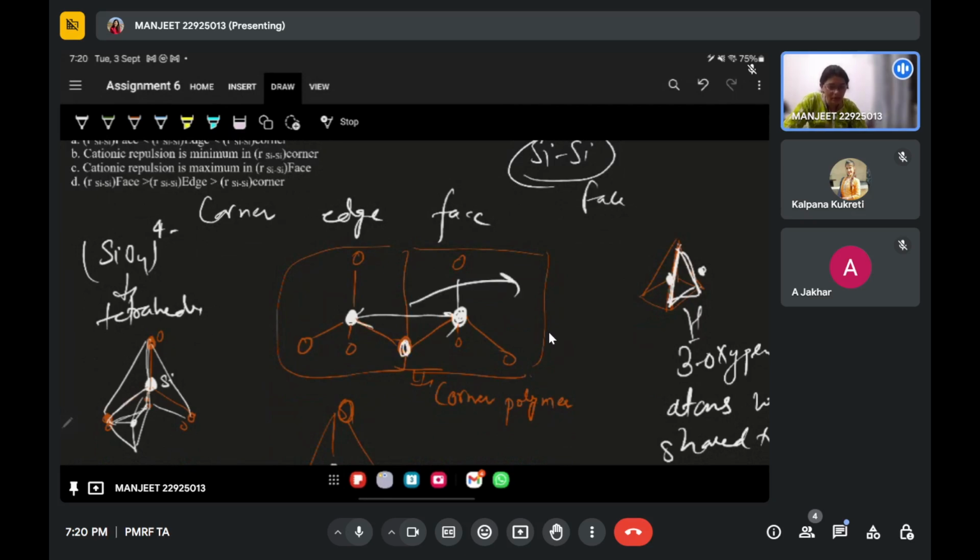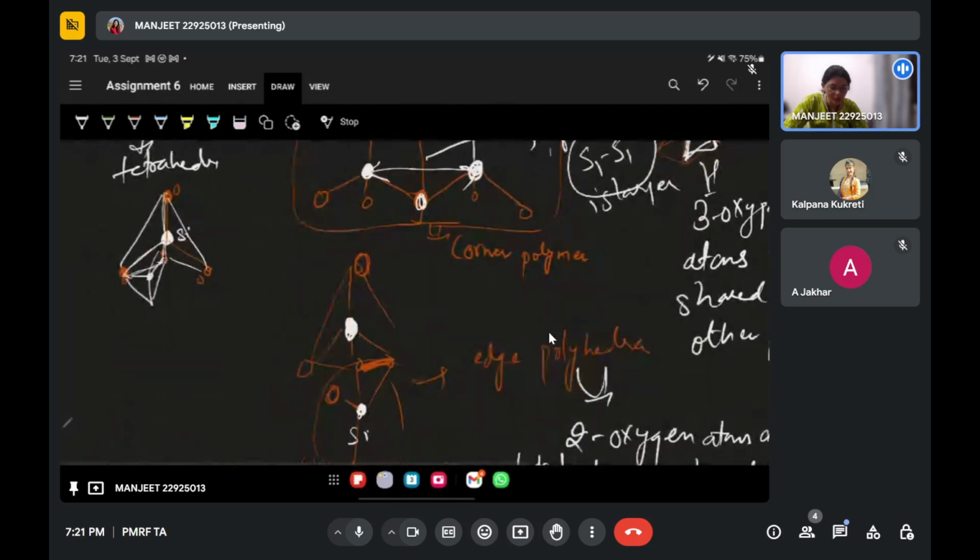So the distance in this corner one, this R distance between the silicon and the silicon bond, is larger compared to this one, because this one is connected through the edge. Now this tetrahedra comes closer to the first one, because they share an edge. So the bond distance between the silicon and silicon atoms gets shorter for the edge one.